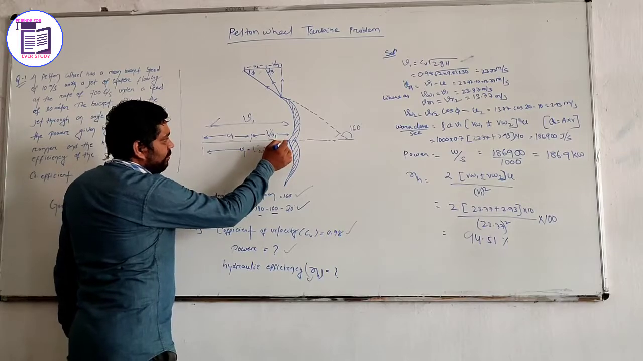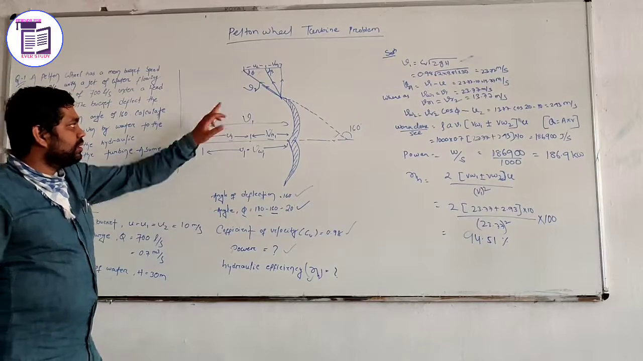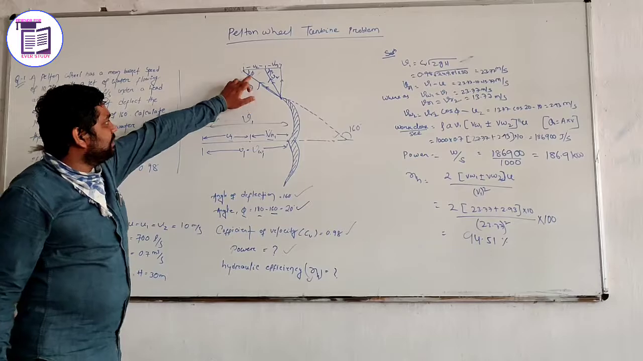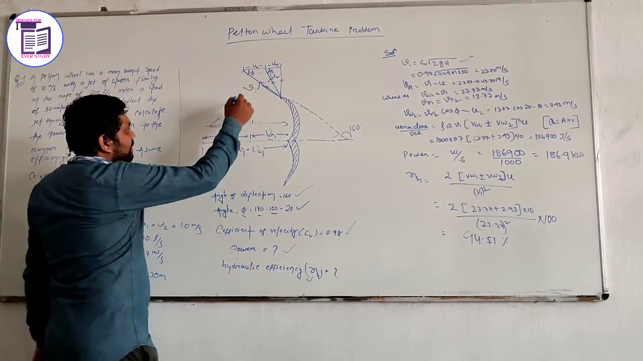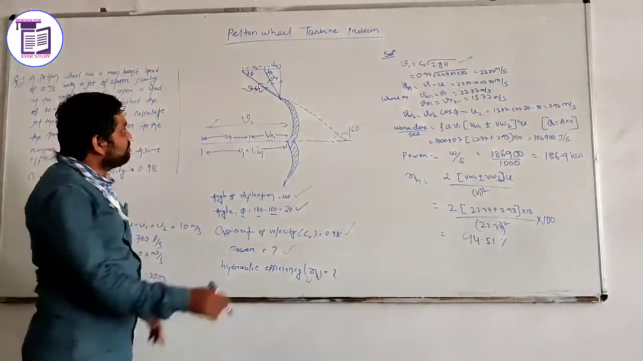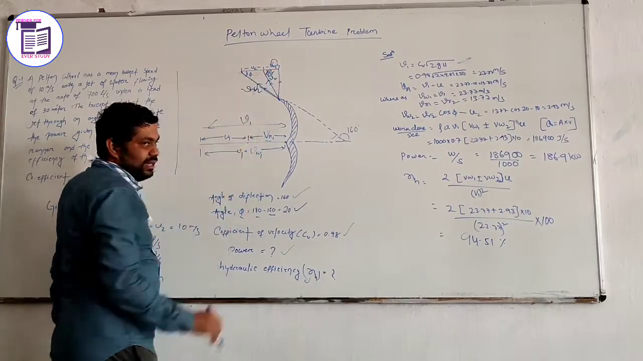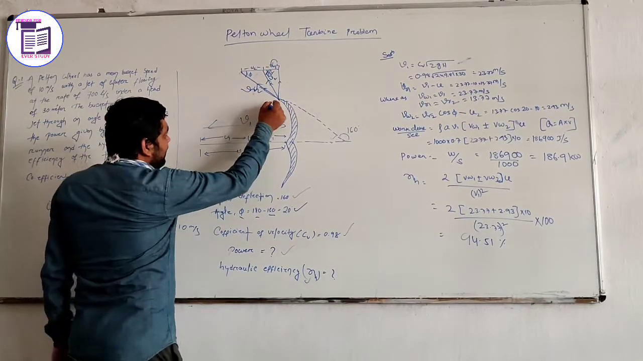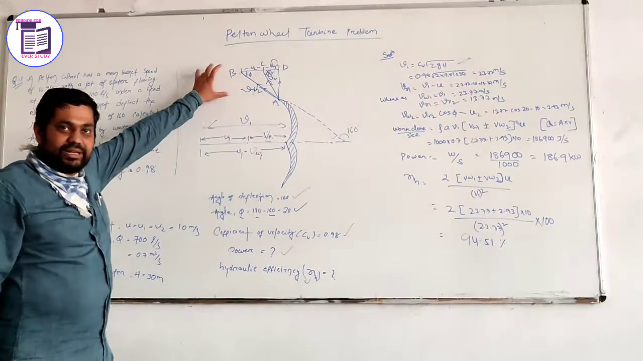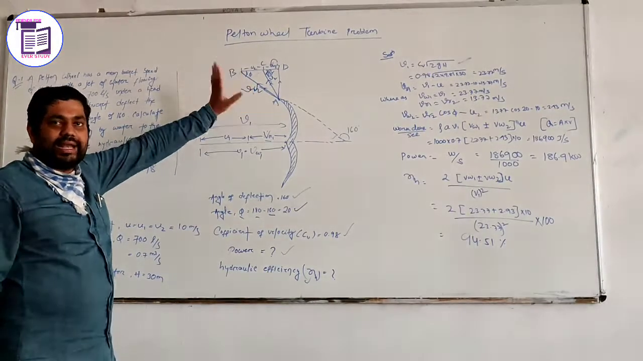After striking the blade, the water goes outside with velocity V2, and this is your u2. Here Vr2 is the relative velocity, which creates an angle phi here, and this is your Vw2, and this is your V2 with angle beta. This is the velocity triangle. Considering this data, we will find the power and your idling efficiency.